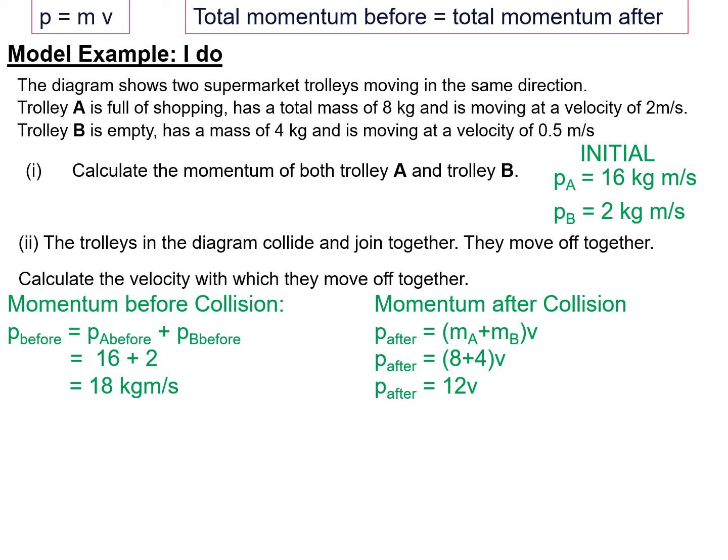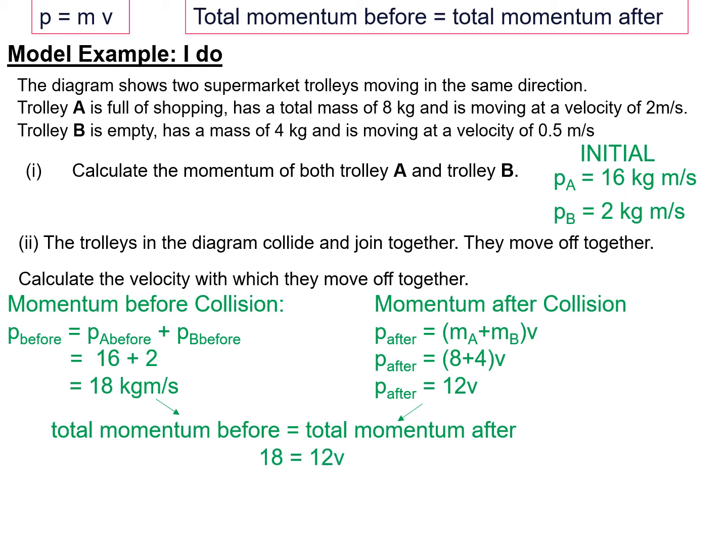Now we can use our principle of conservation of momentum. We know the total momentum before must be equal to the total momentum after. Well, the total momentum before is 18 kilogram meters per second, and the total momentum after we know is 12V. So we can substitute in those numbers, and then we can transform the equation to make V the subject, and we find that the final velocity after is 1.5 meters per second.